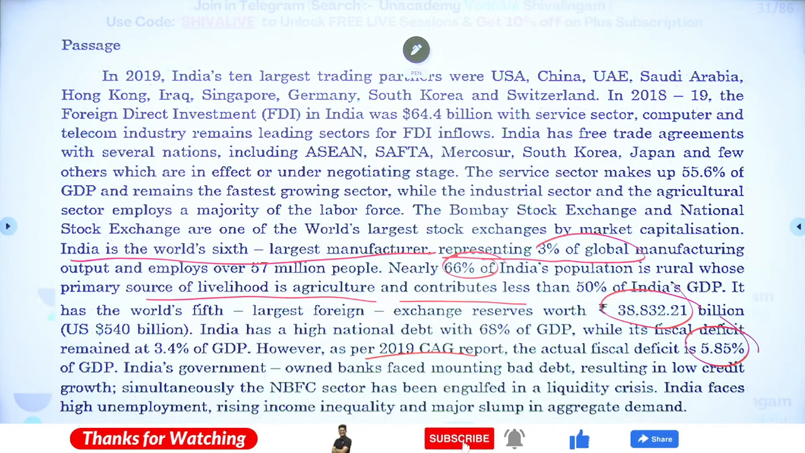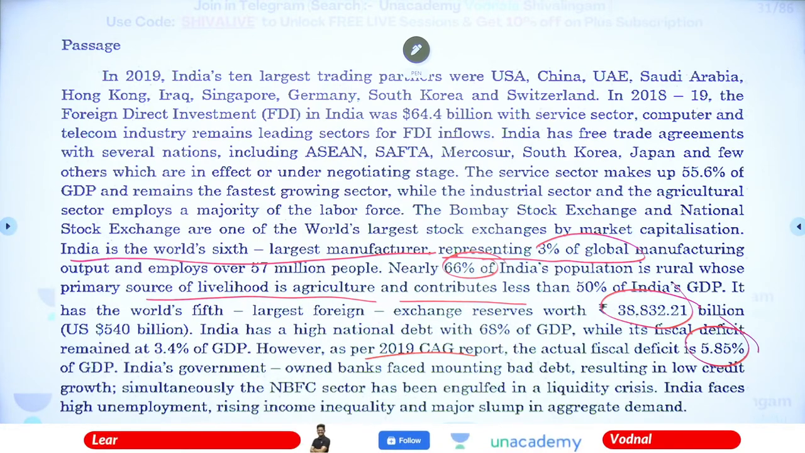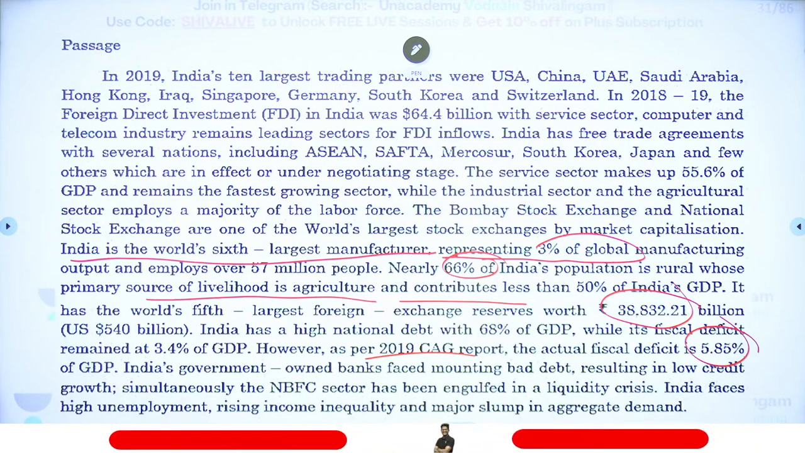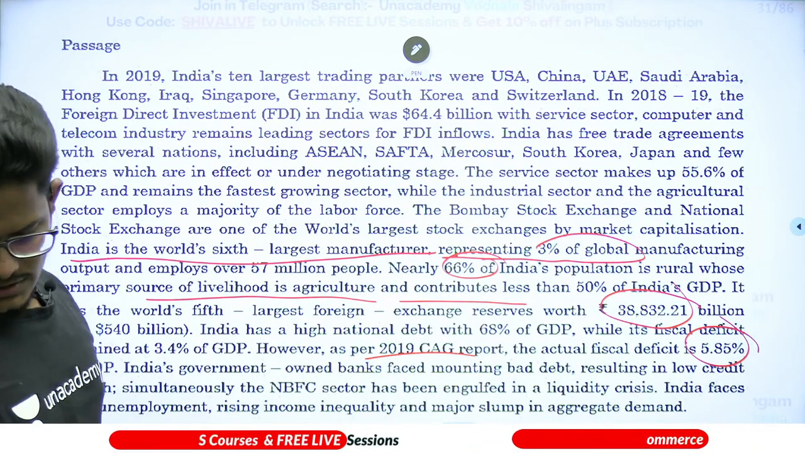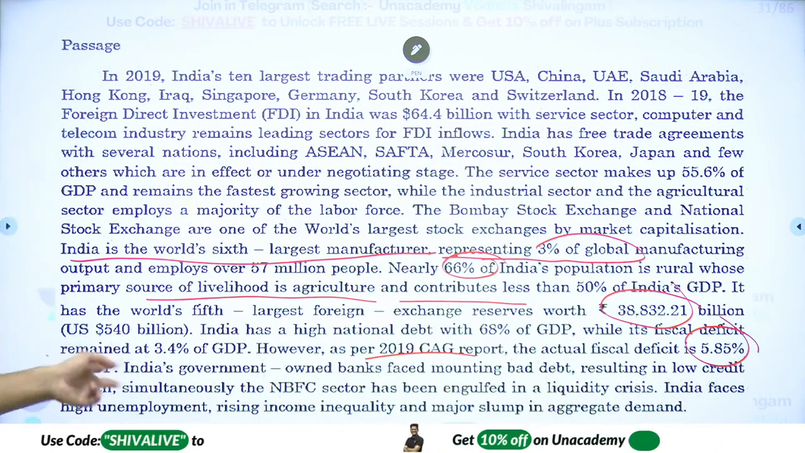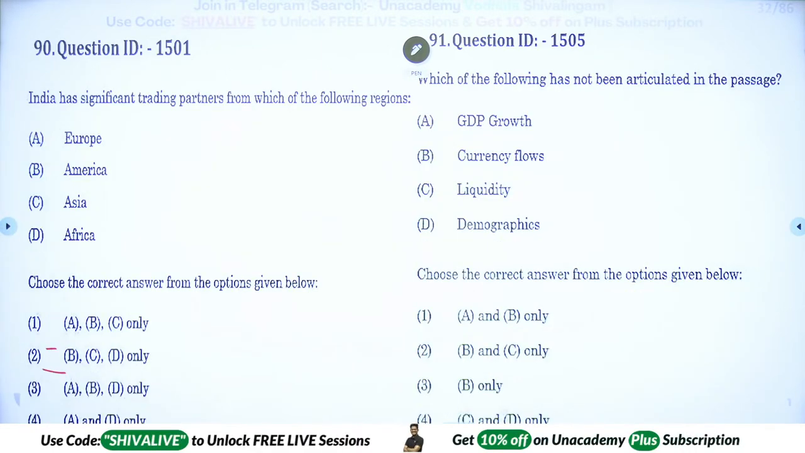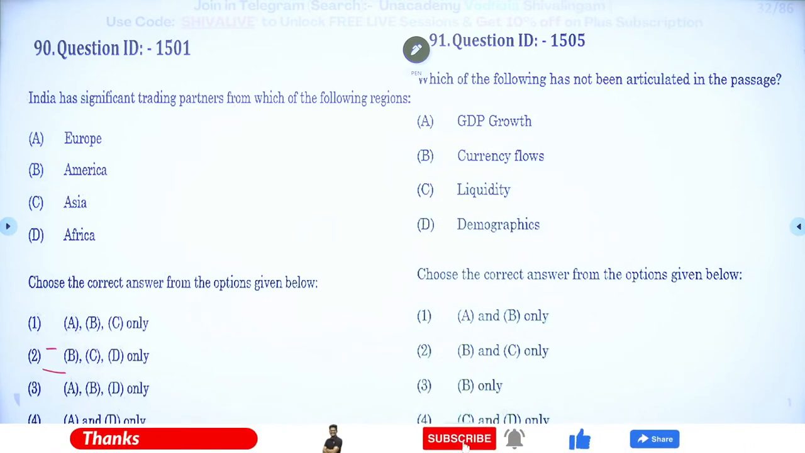Government-owned banks in India faced mounting bad debt, resulting in low credit growth. Simultaneously, the NBFC sector has been engulfed in a liquidity crisis. India faces high unemployment, rising income inequalities and a major slump in aggregate demand. So this is the passage. From the passage, let us identify the questions one by one. India has a significant trading partner from which of the following regions? Europe, America, Asia, Africa.